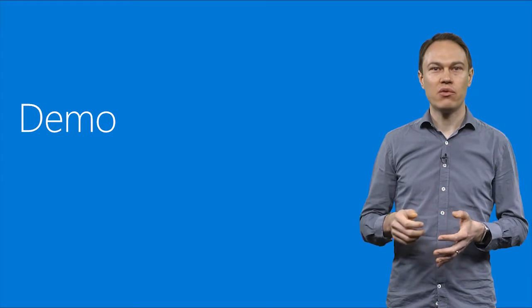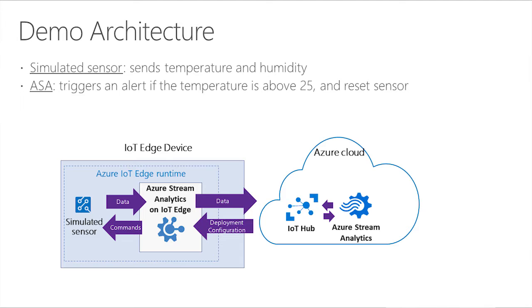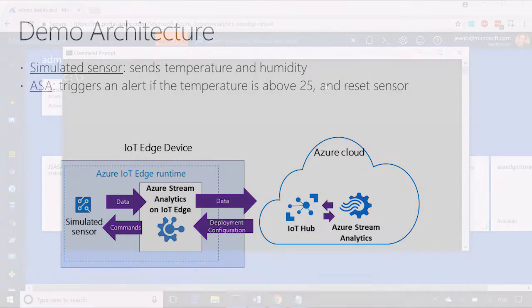So now that you are familiar with the product, let's see how to use it in a simple demo. For this demo, I will use one IoT Edge device with a simulated sensor sending some temperature data. We'll have one ASA job running on this device. And when the temperature is above 25 degrees for 2 seconds, it will trigger an alert and reset the sensors without going to the cloud. For simplicity, I will use my own PC as an IoT Edge device. So let's start the demo.